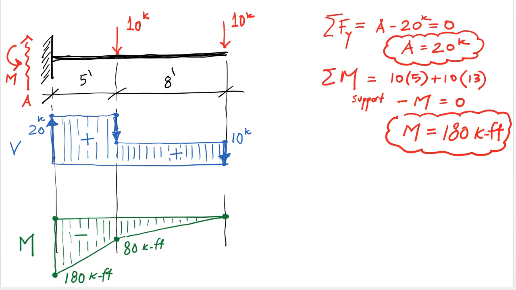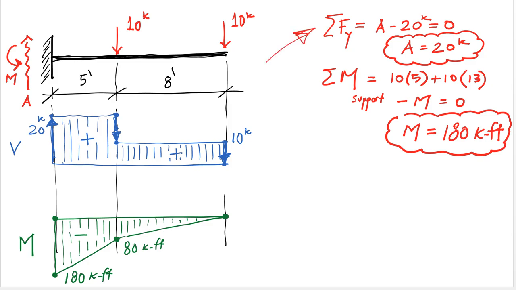In this problem, we have a cantilever beam subject to two vertical loads, each one equal to 10 kips, both of them going downward and spaced as shown here in the figure. We want to sketch the shear and bending moment diagrams, but before we do that, we need to compute the reactions at the support or root of the cantilever.